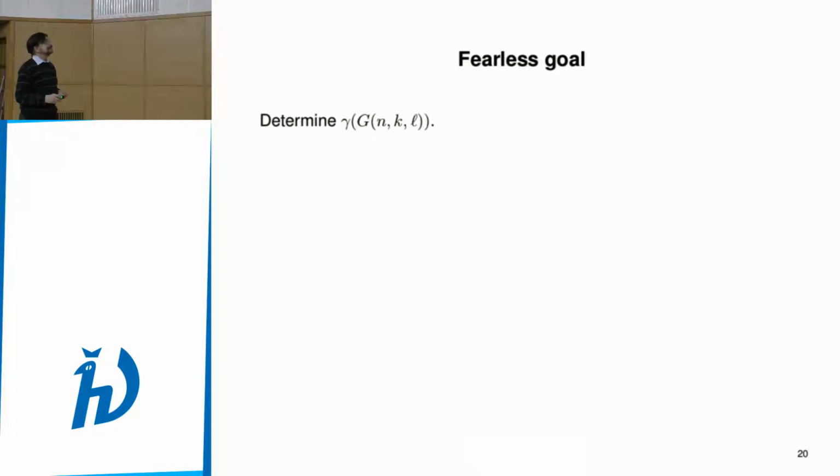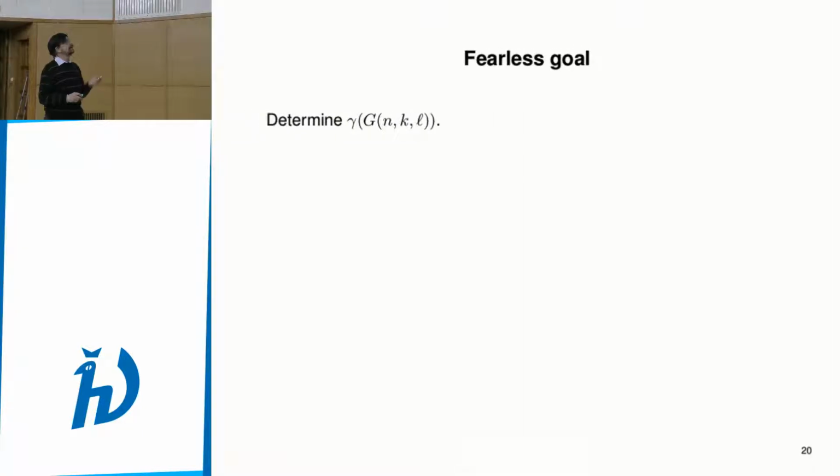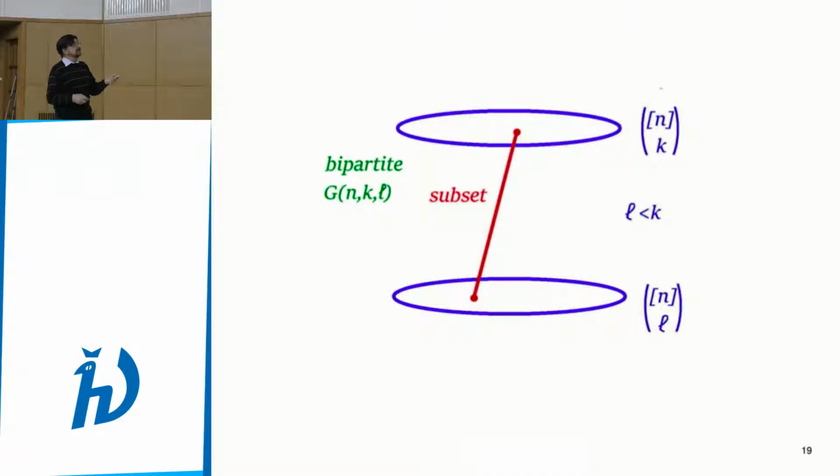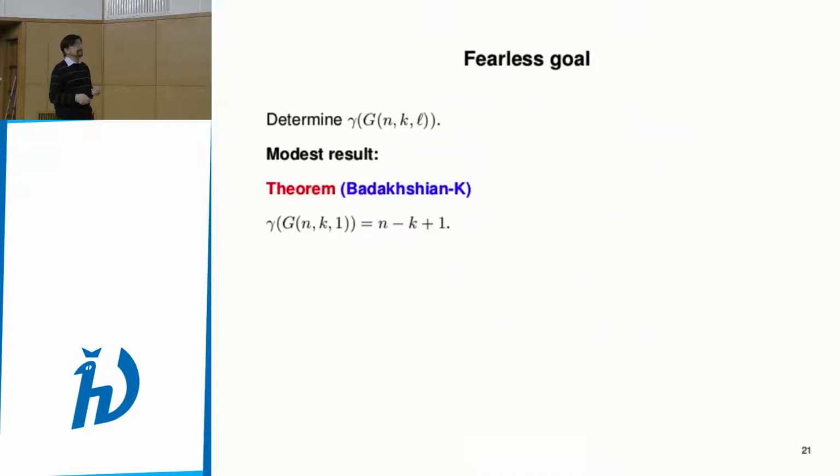Oh, yeah. So the hopeless, fearless goal is to try to determine the domination number of this graph in general. And I start with a very modest result. When this is 1, it means that here we have the elements: one-element sets are elements, and here the k-element sets. Oh yeah, thanks. Now it works.